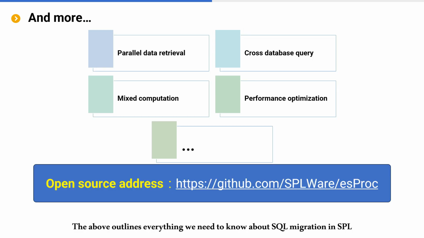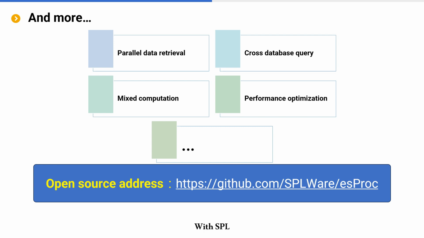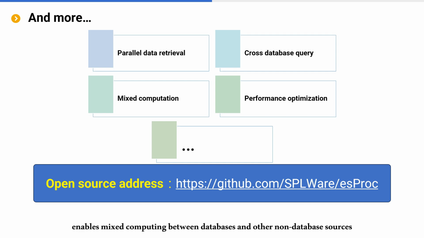The above outlines everything we need to know about SQL migration in SPL. With SPL, switching databases doesn't require code changes, ensuring a seamless migration. Certainly, SPL's capabilities extend well beyond that. It also supports parallel execution of SQL data retrieval, facilitates cross-database queries, enables mixed computing between databases and other non-database sources, and leverages SPL's computing power to optimize SQL performance. We will gradually introduce these topics in future discussions.